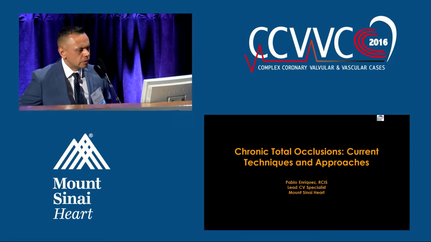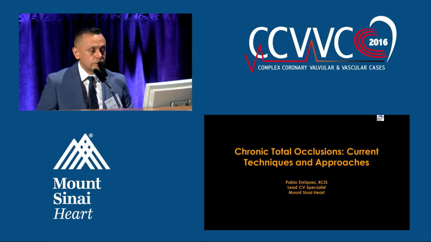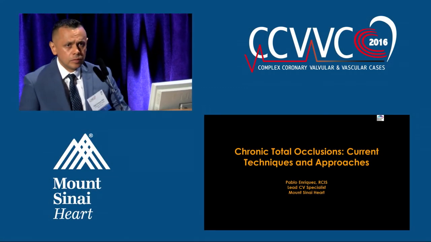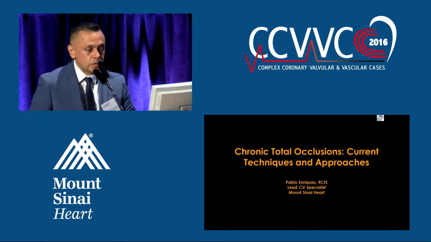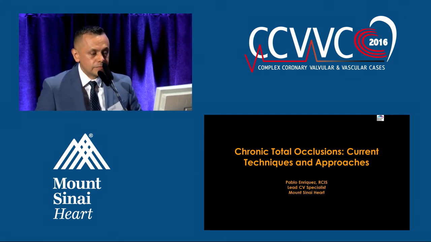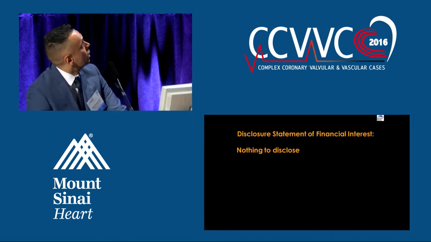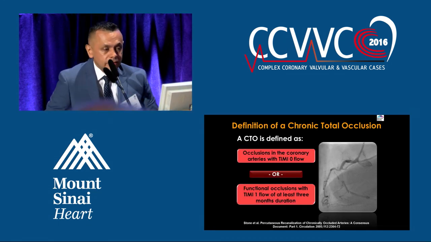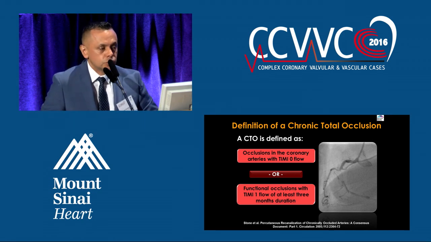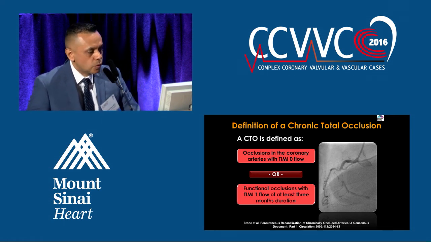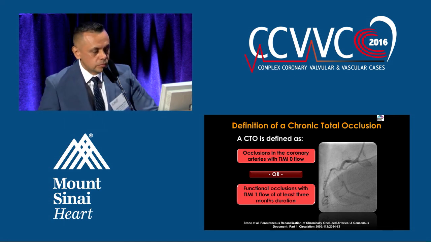Today we're going to be talking about chronic total occlusions, the current techniques and approaches. But before we talk about the techniques and approaches, we have to define what a CTO is. By definition, a chronic total occlusion is an occlusion that's been there for more than 3 months in duration with a TIMI 0 flow or TIMI 1 flow.